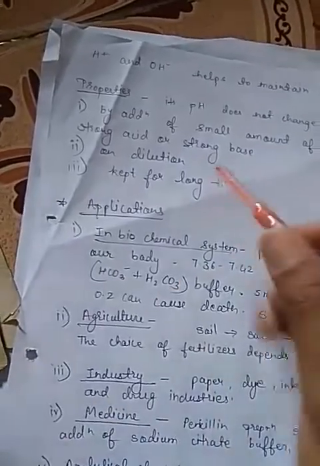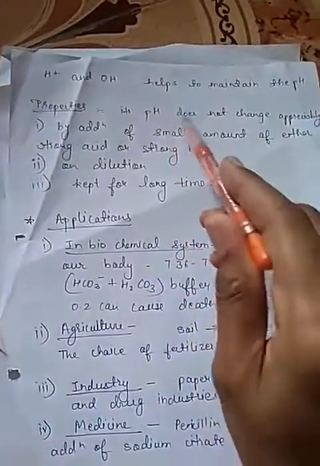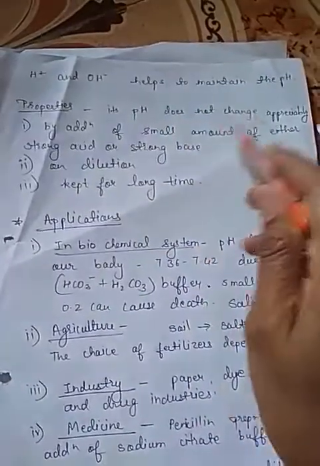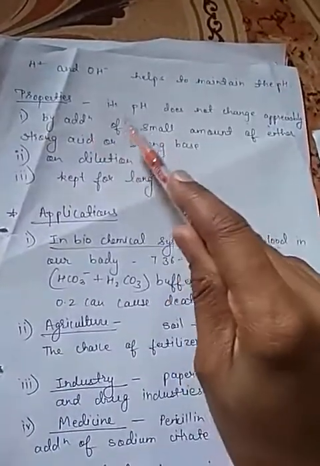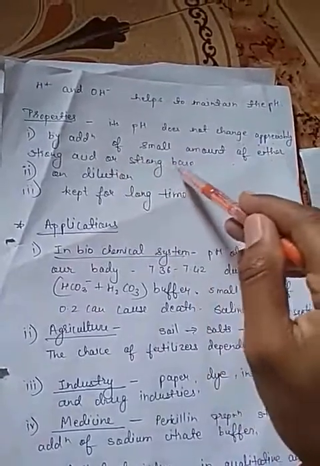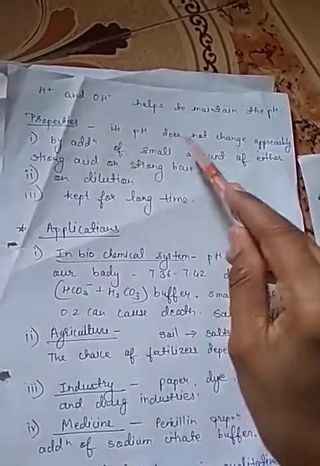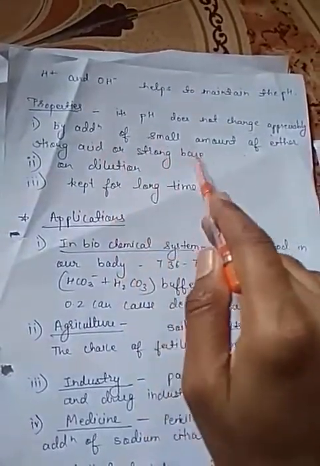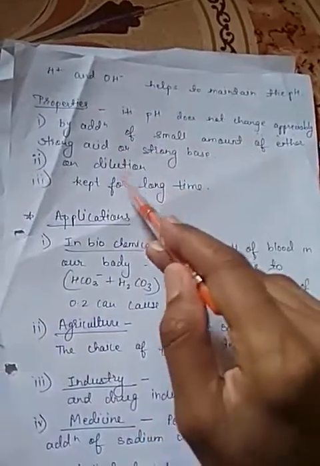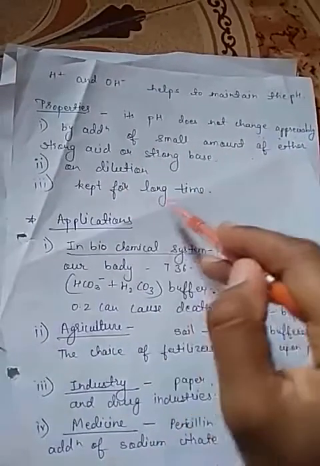Now there are different properties of this buffer. So what are the properties? One property is that it does not change its own pH appreciably. The second property is that the pH does not change by a small addition of a strong acid or strong base, or even on dilution, or even if you keep it for a long time.